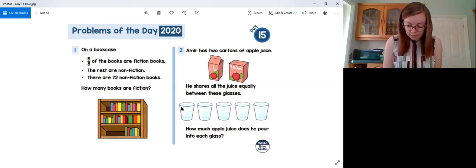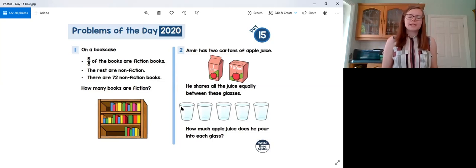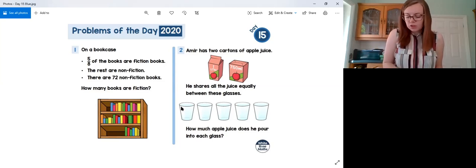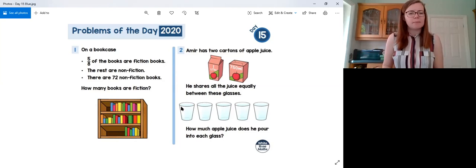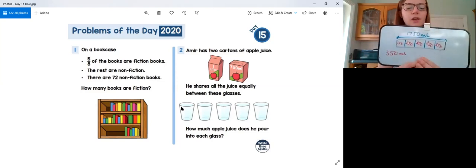So Amir pours 350 millilitres into each glass. What if I'd not used the millilitres? What if I'd used the litres? How much would he have poured into each glass then? Because it should be the same, but we just write it differently.